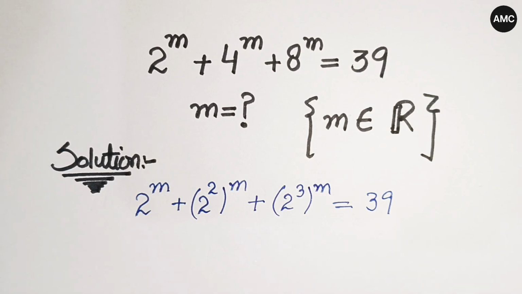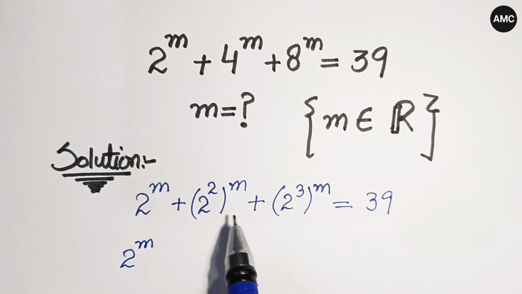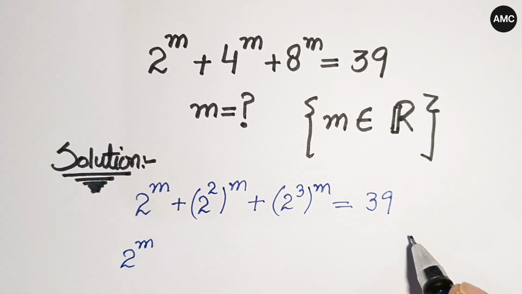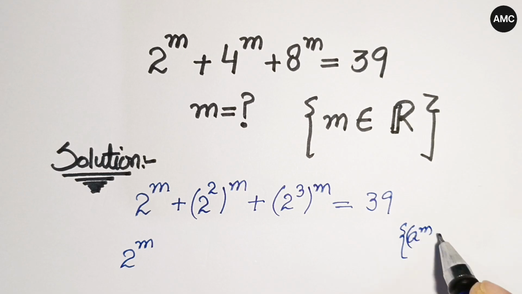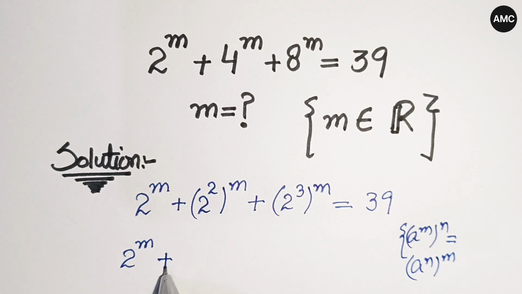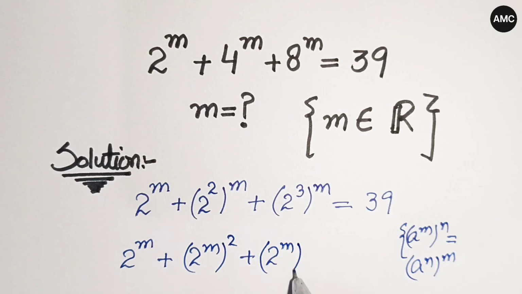Now our next step will be 2 to the power m. Here, according to the algebraic identity, if we have a to the power m whole to the power n, then it can be written as a to the power n whole to the power m. So here plus (2 to the power m) whole squared plus (2 to the power m) whole cubed is equal to 39.